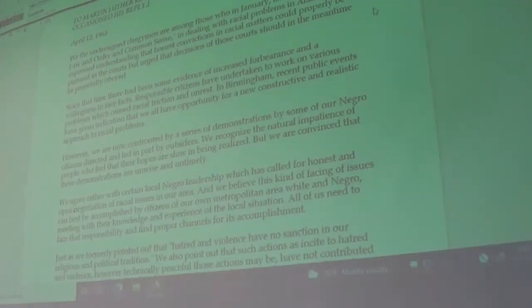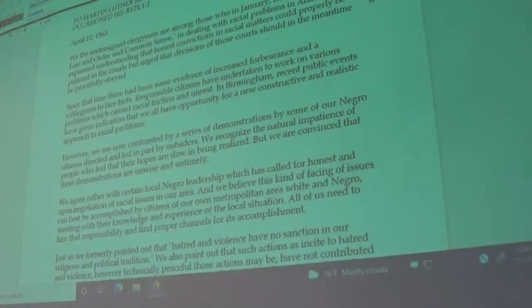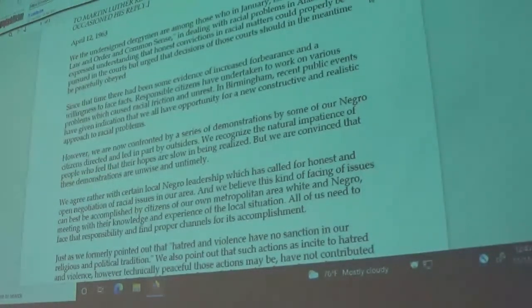We, the undersigned clergymen, are among those who in January issued an appeal for law and order and common sense in dealing with racial problems in Alabama. We expressed understanding that honest convictions in racial matters could properly be pursued in the courts, but urged that the decisions of those courts should, in the meantime, be peacefully obeyed.